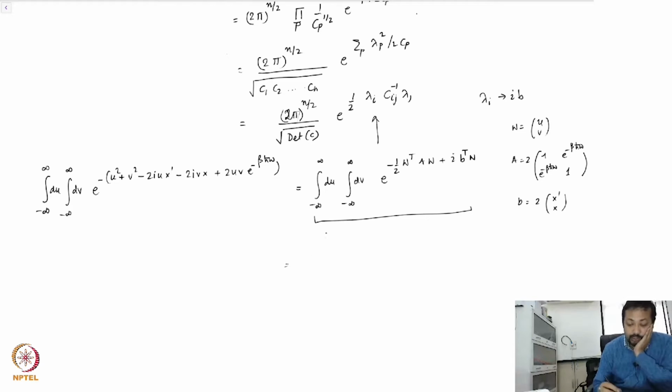This is going to be n equal to 2 in our case, so we will have 2 pi divided by the square root of the determinant of a, e to the power minus half. Minus comes in because we identify lambda i as i times b, so that this is going to be b transpose a inverse b.